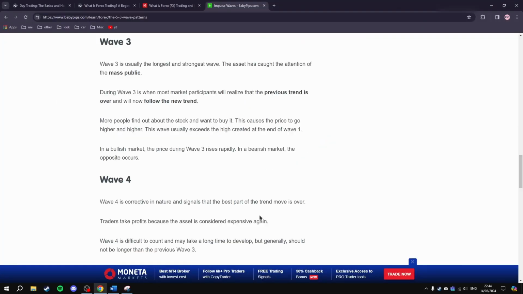During wave 3 is when the most market participants will realize that the previous trend is over and will now follow the new trend.